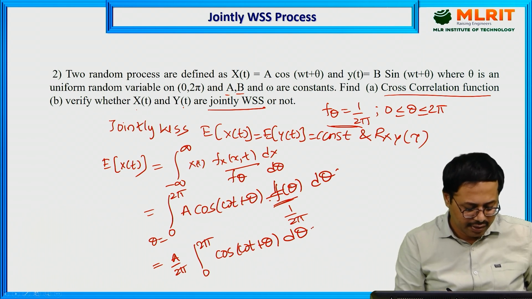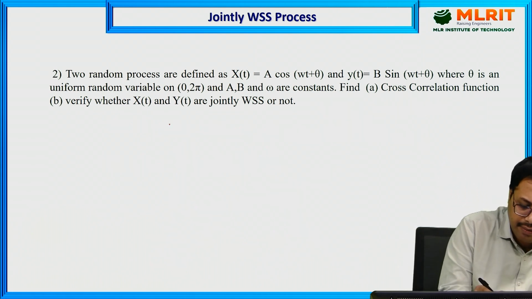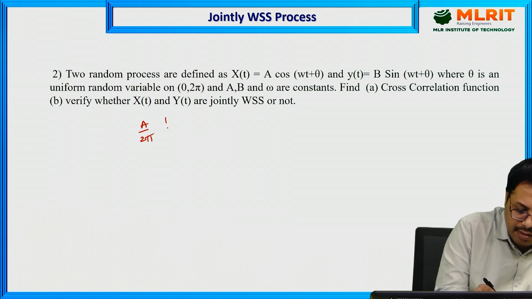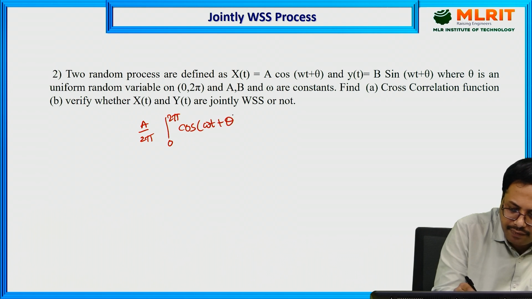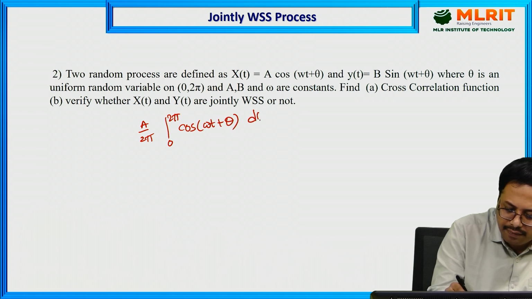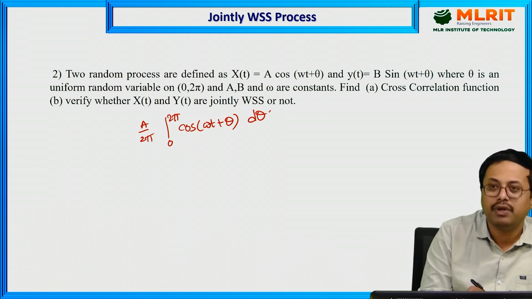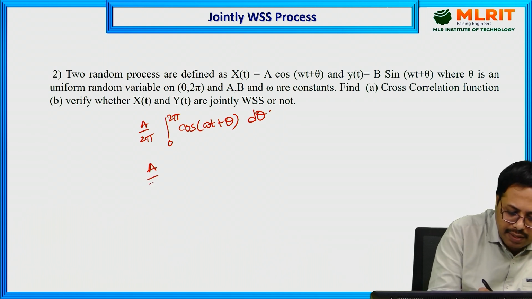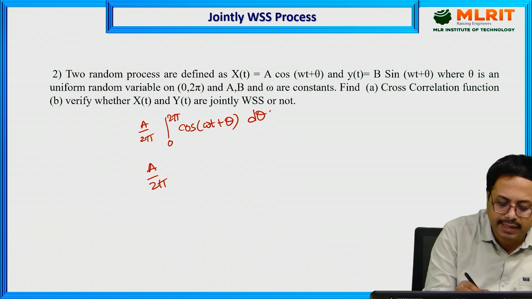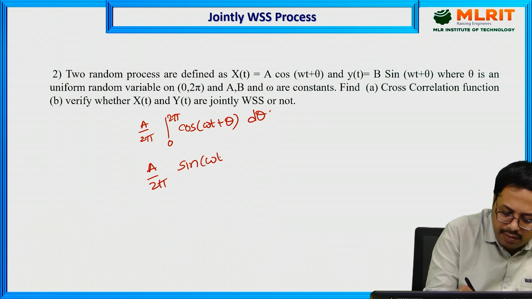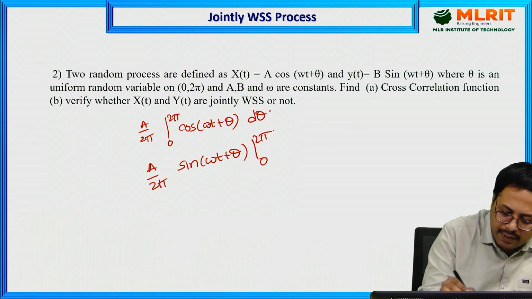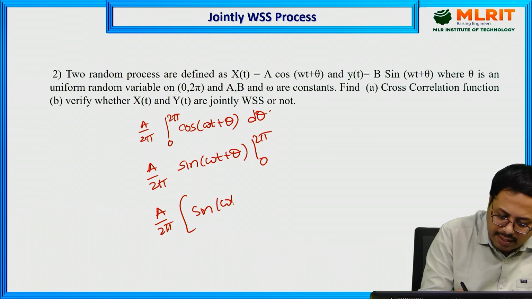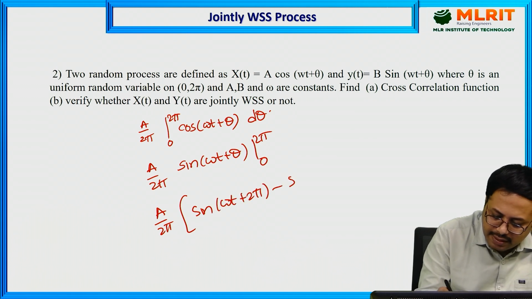Again I will rewrite this one. A by 2 pi, integral 0 to 2 pi cos(omega t plus theta) d theta. Now we have to simplify this one. Then the integration of cos is sine(omega t plus theta). Next we substitute the interval 0 to 2 pi. Then A by 2 pi, and what you are going to get: sine(omega t plus 2 pi) minus sine(omega t).